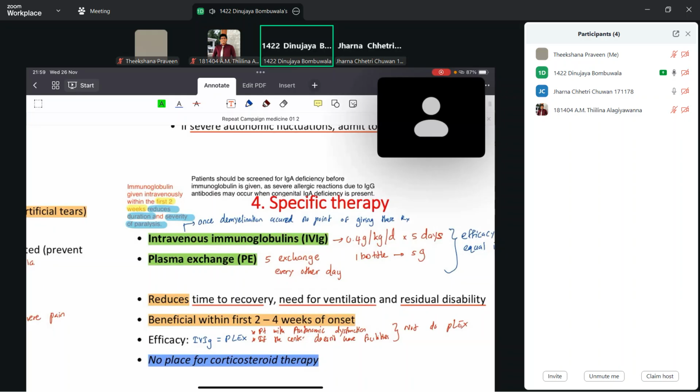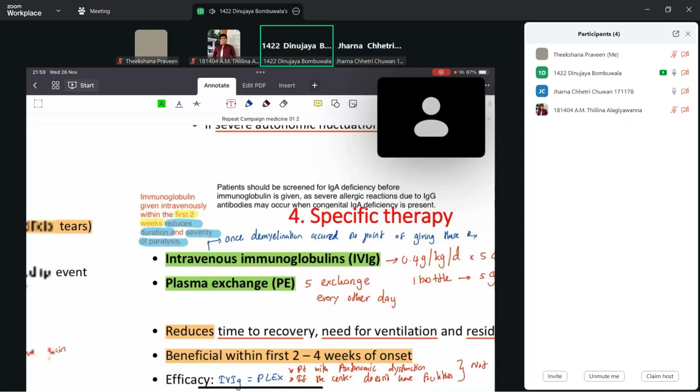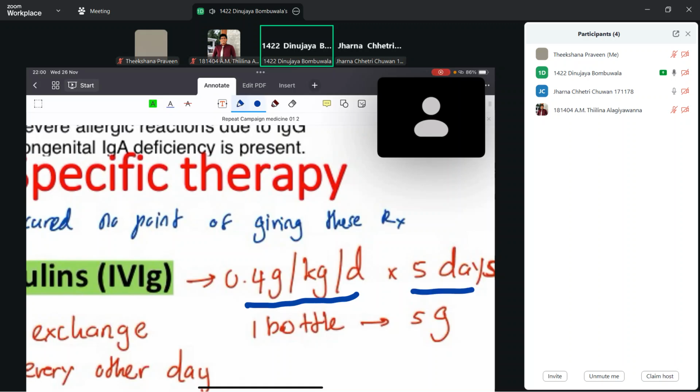For specific therapy, there are two things we can do: IVIG as well as plasma exchange. Both have similar efficacy, but we do not do both together. We go for either IVIG or plasma exchange, not both for the same patient. And the IVIG dose, I think you should know that if you get a long case, not for the MCQs. Usually it is 0.4 grams per kilogram per day, given for 5 days, so a total of 2 grams per kilo.